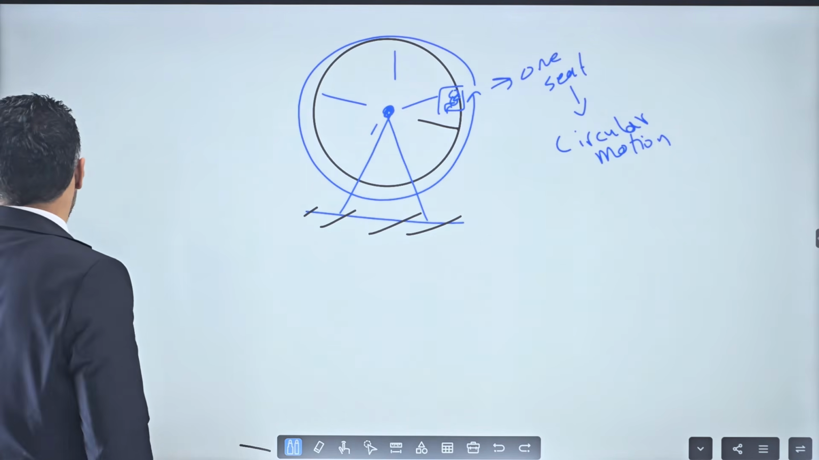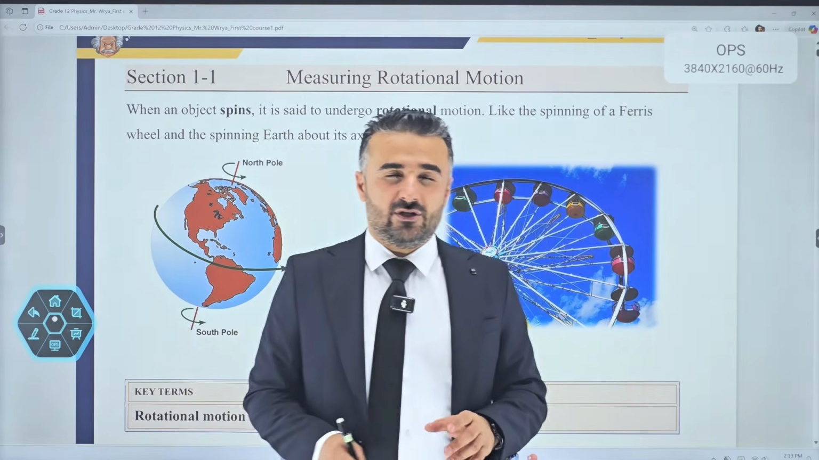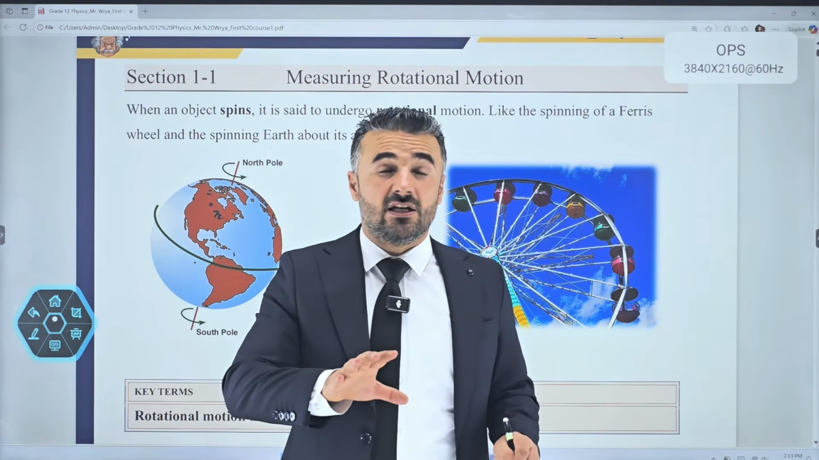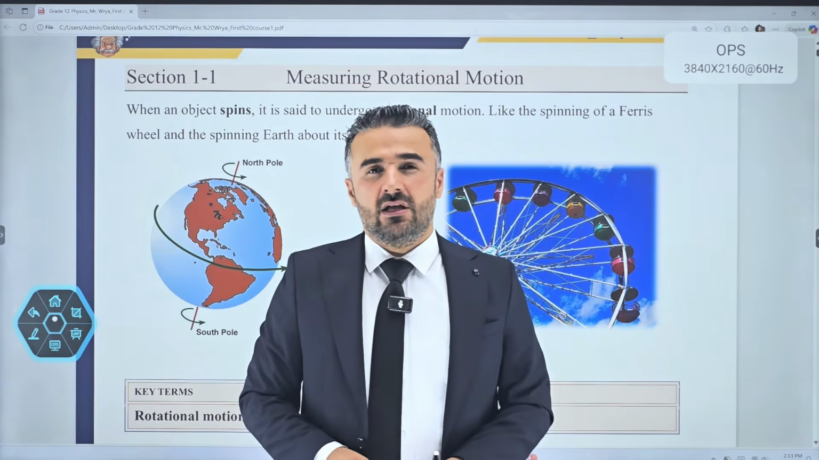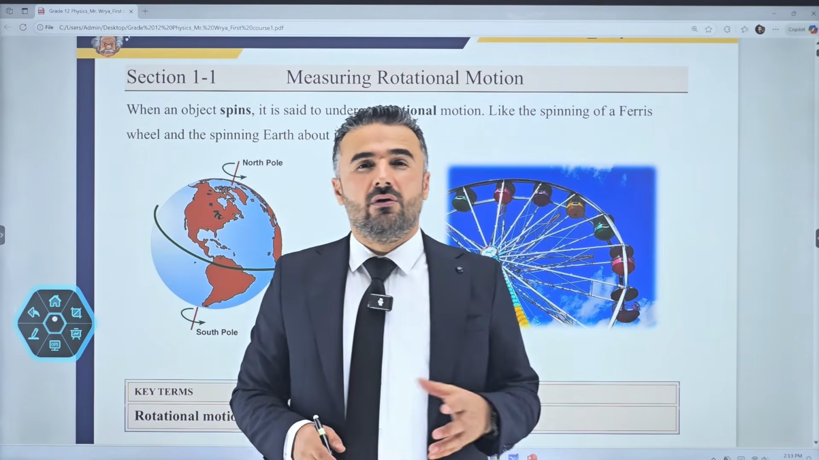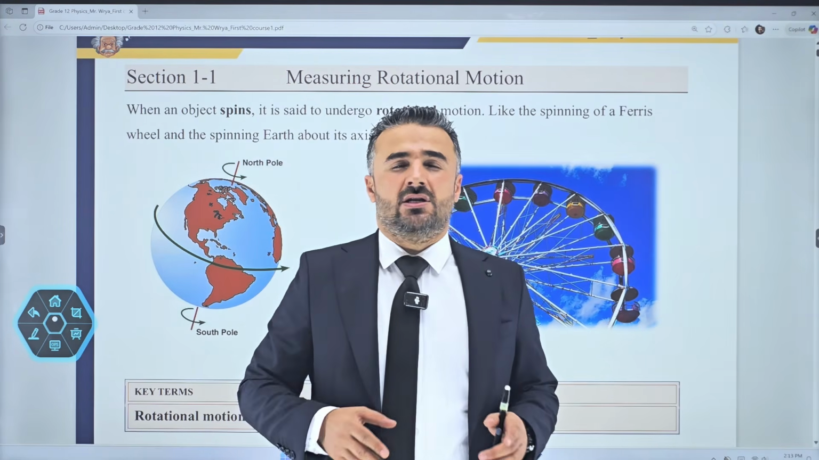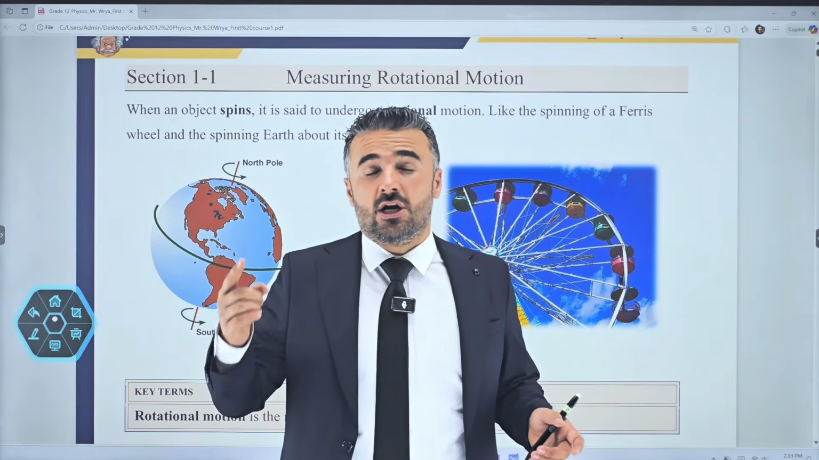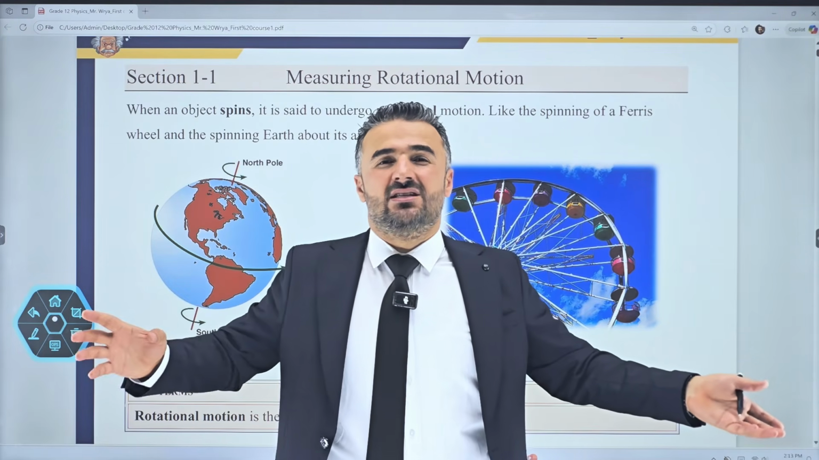Okay, so based on that, how can we define a rotational motion and circular motion? Remember, when it comes to definitions, first try to memorize the keywords, and that makes it a lot easier to remember the definition later. So how can we define a rotational motion? We can say rotational motion is the motion of a body or an object that spins around an axis. So remember, in rotational motion, there must be spinning.